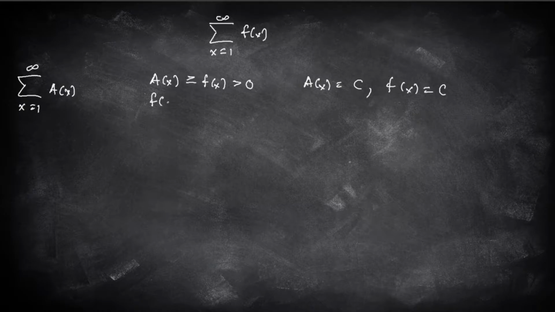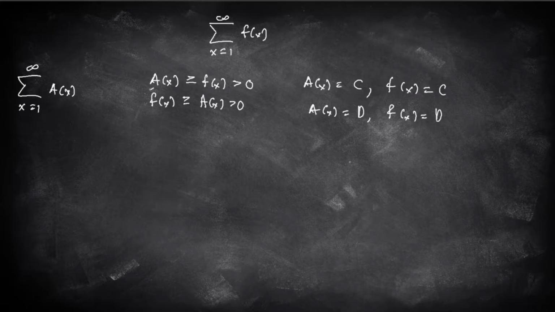Also, if f of x is greater than or equal to a of x this time, and it's greater than 0, then if a of x diverges, which I'll represent as a d, then f of x also diverges. So this is a lot to remember, so let's try to simplify this down.